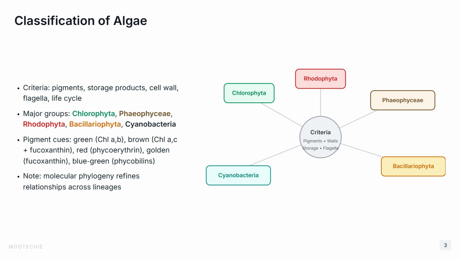The table on this slide organizes these groups by their criteria. We can see the first two rows highlight Chlorophyta and Rhodophyta, showing their differing pigments, wall structures, storage products, and flagella. The remaining values for Phaeophyceae, Bacillariophyta, and Cyanobacteria follow the same pattern and can be referred to in the table. Overall, this table helps us compare the defining features of each major algal group.